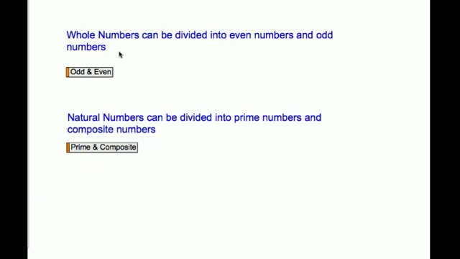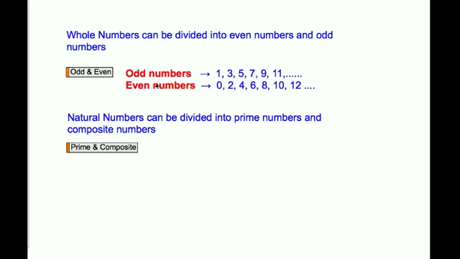Whole numbers can be divided into even numbers and odd numbers. Odd numbers are 1, 3, 5, 7, 9, 11, and so on. Even numbers begin with 0: 0, 2, 4, 6, 8, 10, and 12, and so on. Together, these two sets form the whole number system.